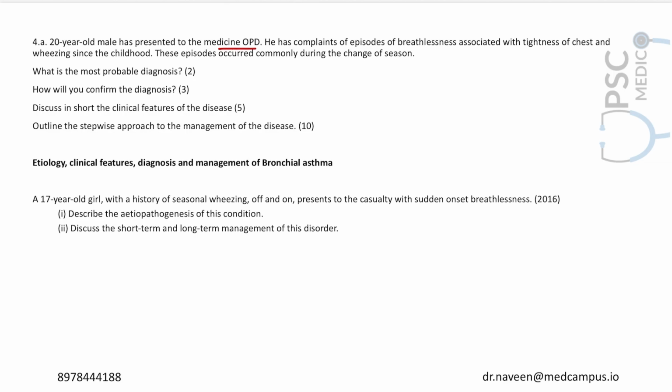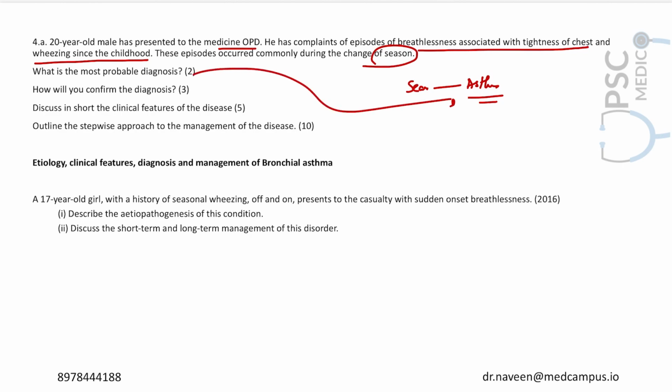Now next is a 20-year-old male who has presented to medicine OPD. He has complaints of episodes of breathlessness associated with tightness of chest and wheezing since childhood, commonly during seasonal changes. Simple bronchial asthma. And the most probable diagnosis, yes, bronchial asthma. There is no acute exacerbation now. Okay, just episodes of breathlessness and tightness and wheezing, and it is there since childhood. Okay, so it's a classic case of asthma.